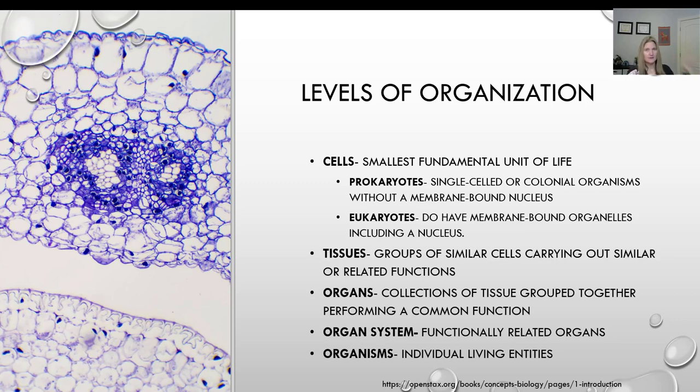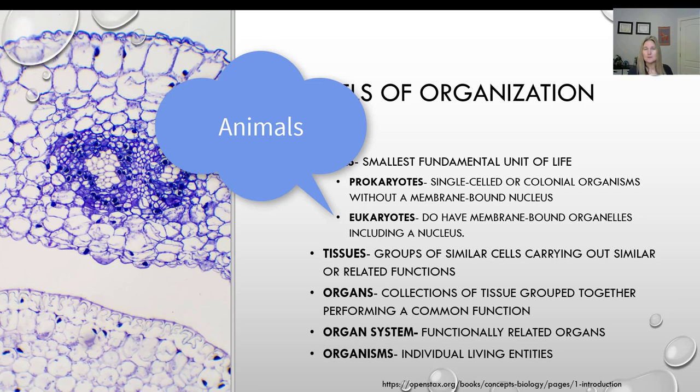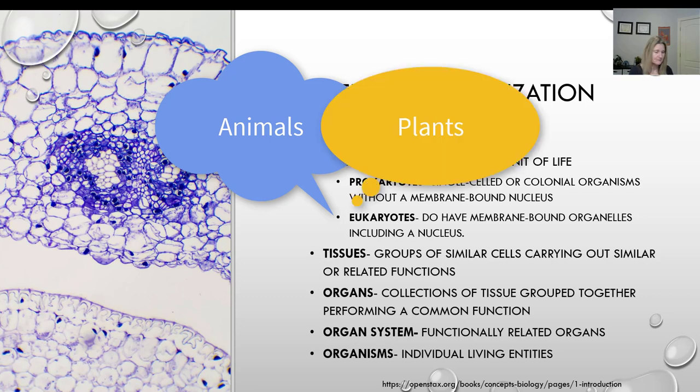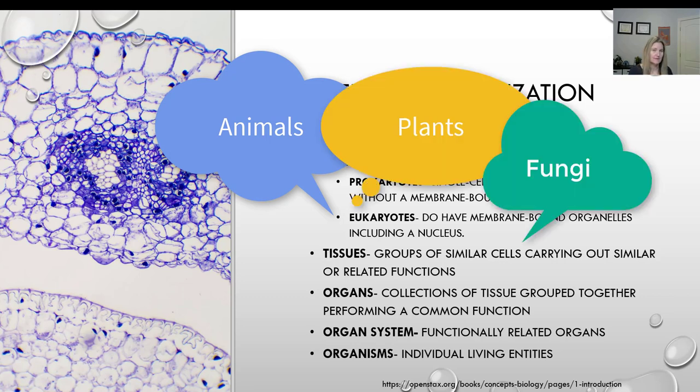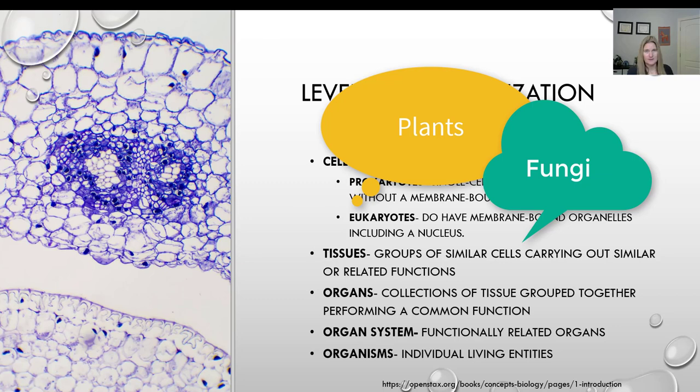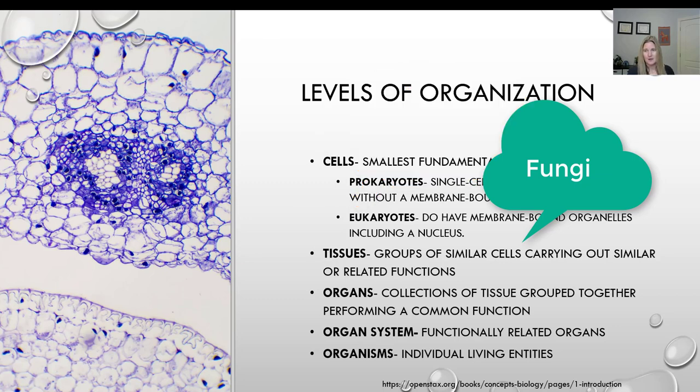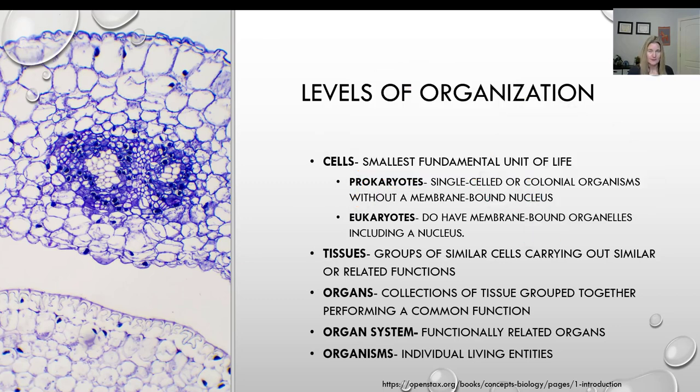So again, some cells don't have a nucleus but have all the fundamental properties of life. Those are prokaryotes. Eukaryotes do have a nucleus and other organelles. Those would be animals, plants, fungi, things like algae and paramecium. Those organisms are considered eukaryotes because they have the nucleus and other membrane-bound organelles.